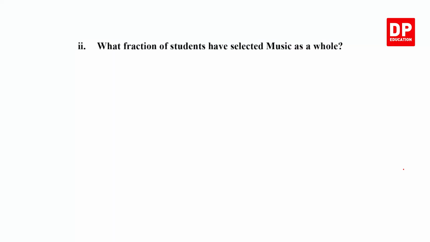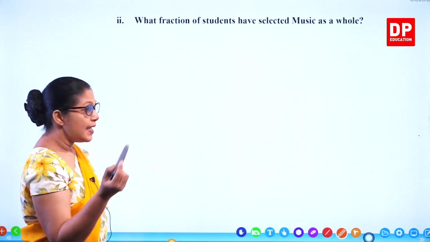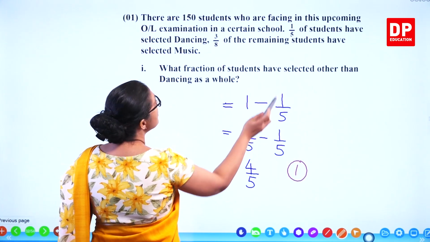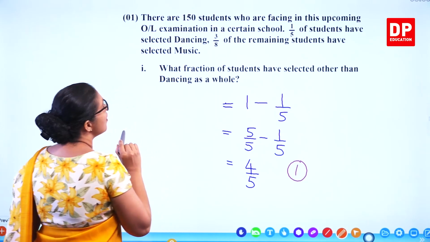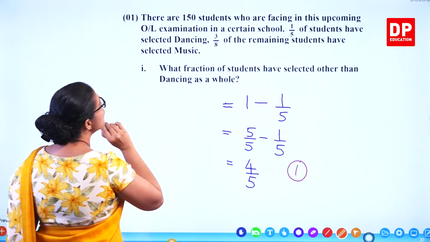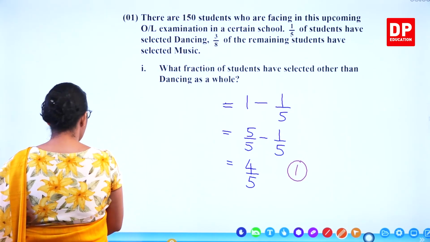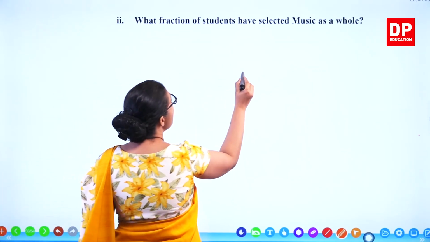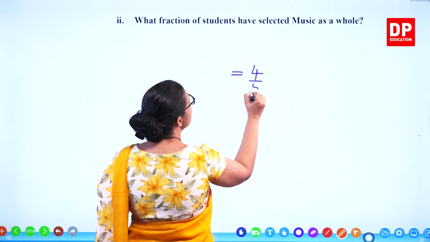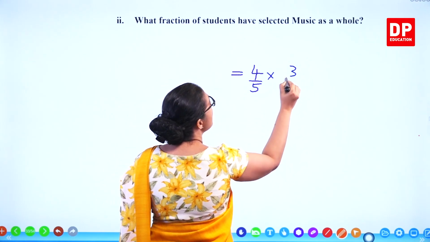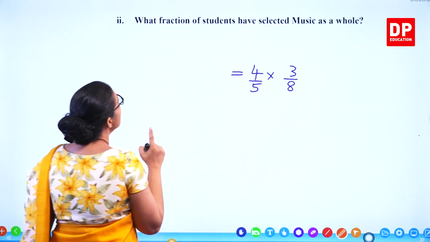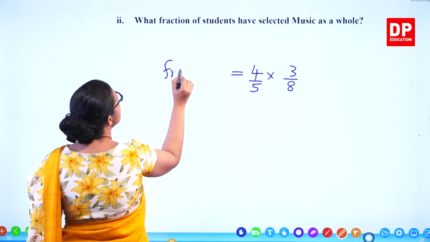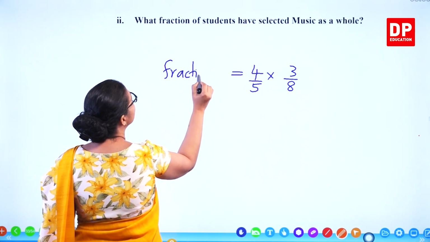What fraction of students have selected music as a whole? It says from the remaining amount, 3/8 of students are doing music. So 4 over 5 is the remaining students. Out of that, 3/8. So that's the fraction of students doing music.